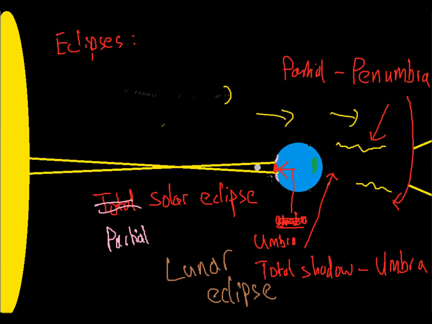moon. So where is the moon relative to the Earth and relative to the Sun? When the moon is blocking the Sun, we get what is known as a solar eclipse, and when the Earth is blocking the moon, we get what is known as a lunar eclipse.